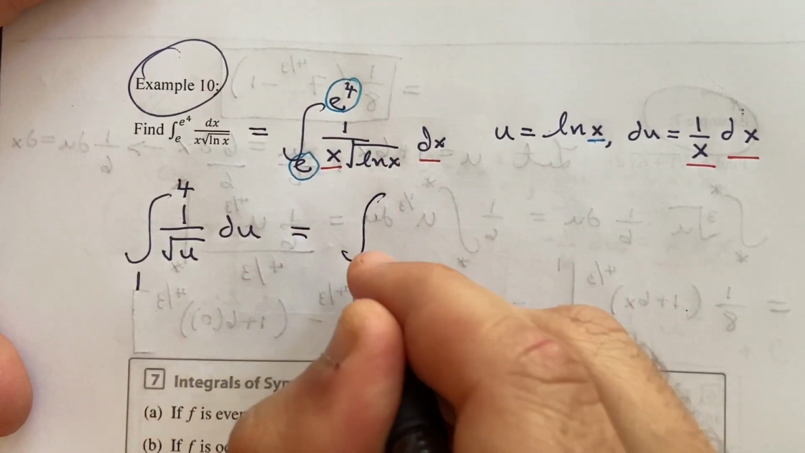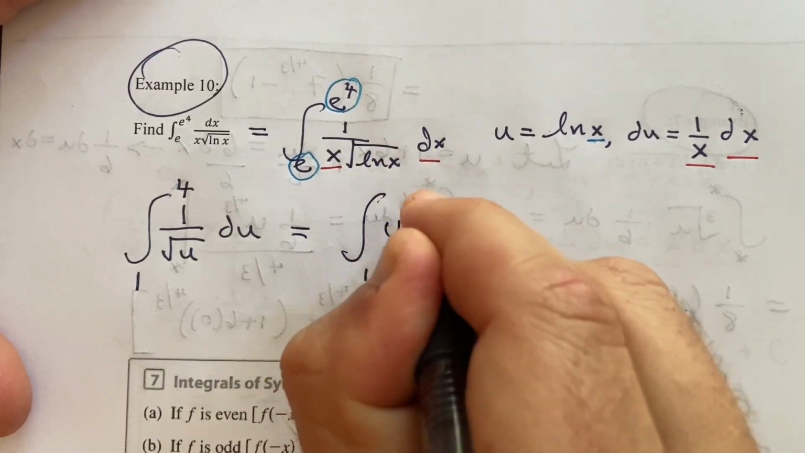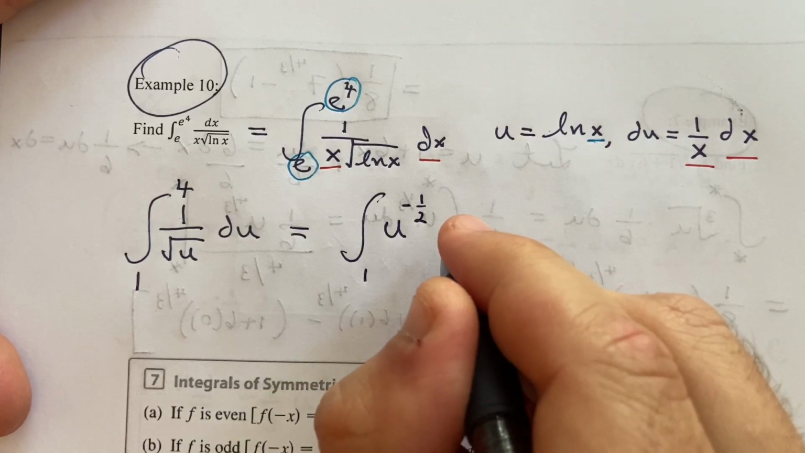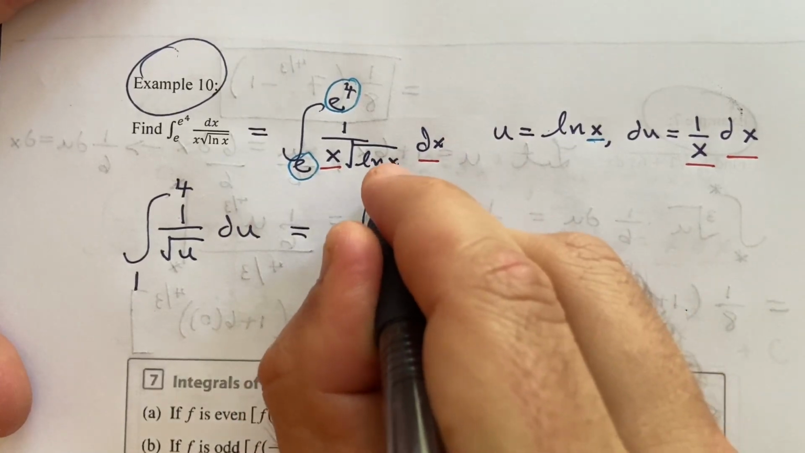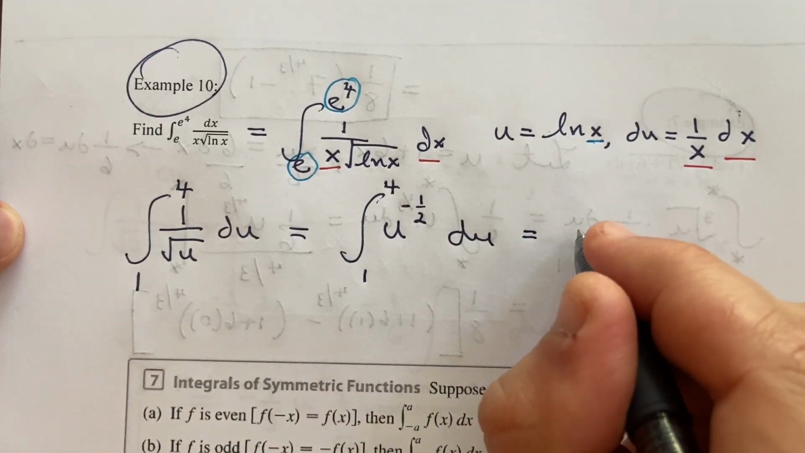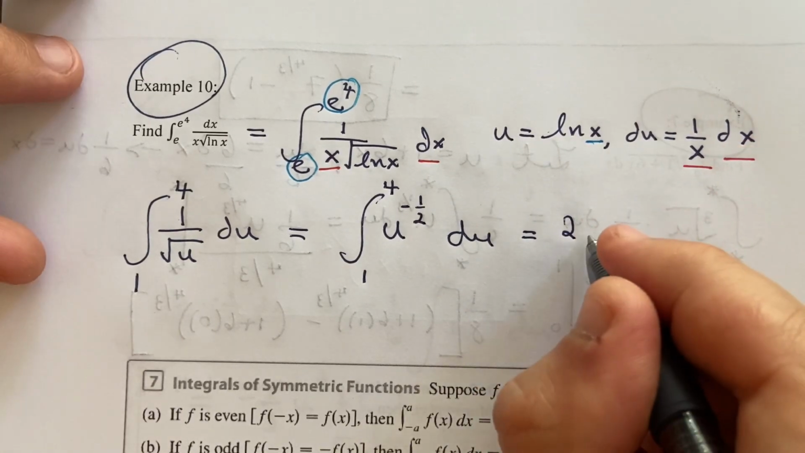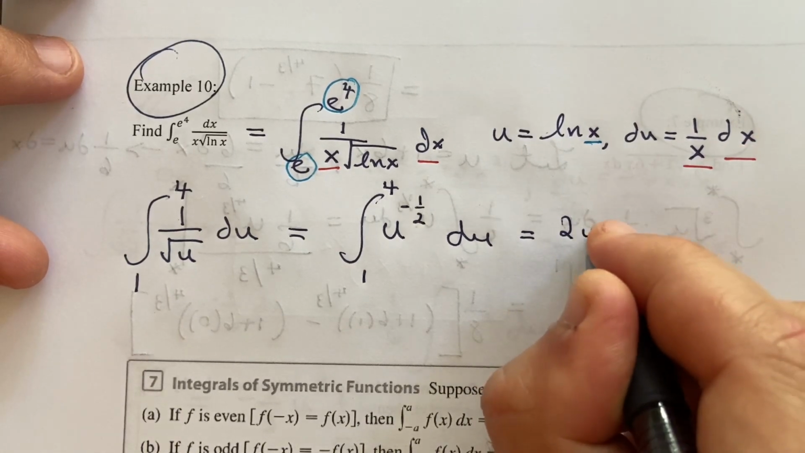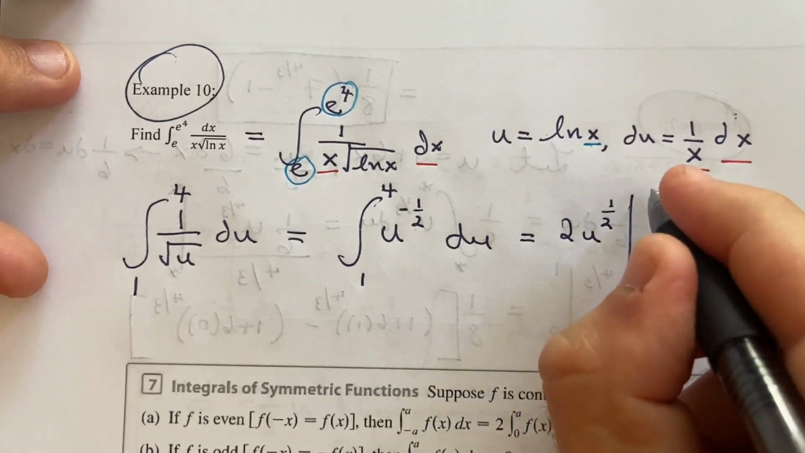So this would be equal to the integral of u to the negative 1/2 du going from 1 to 4. So raise this power by 1, divide by the new power. So just to save a little bit of work, we'll get 2 times u to the 1/2, and then I'll evaluate that from 1 to 4.